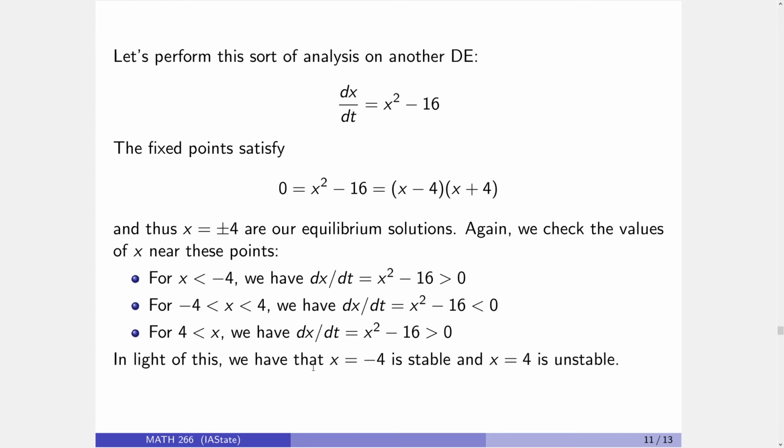So in light of this, we have that x equaling negative 4 is a stable fixed point, because if we are below it, we increase up to it, and if we're above it, we decrease down towards it. And x equals 4 is unstable, because if we are below it, we decrease away from it, and if we are above it, we increase.